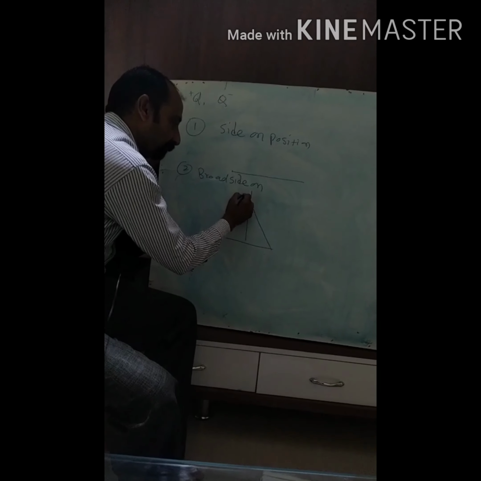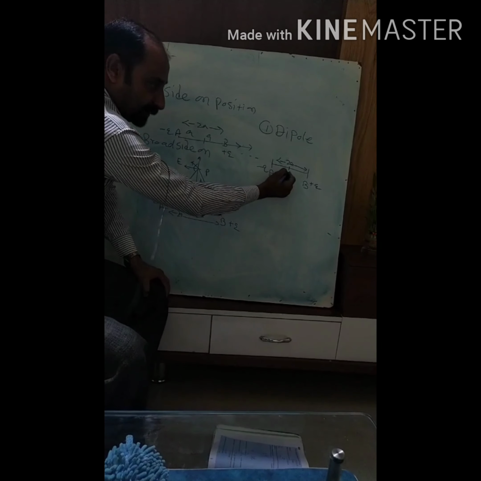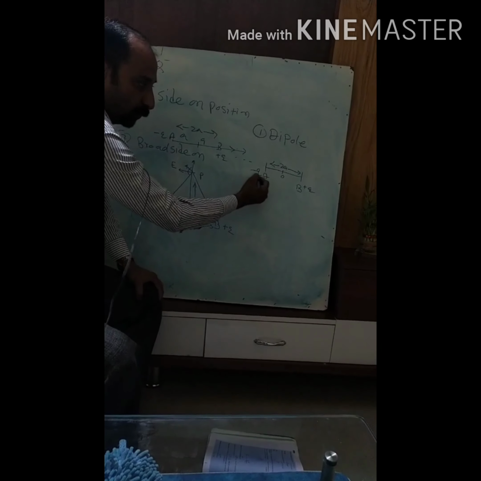Now we will talk here about the dipole. What is a dipole? As the name suggests, a system which consists of two equal and opposite charges at a small distance 2A. Such a system is called a dipole. Like this we have A, this we have B, minus Q and plus Q, placed at a small distance 2A. So this system is called the dipole. It is equidistant from the center, this point O. This is A and this is A. This total becomes 2A. So the system is called a dipole.